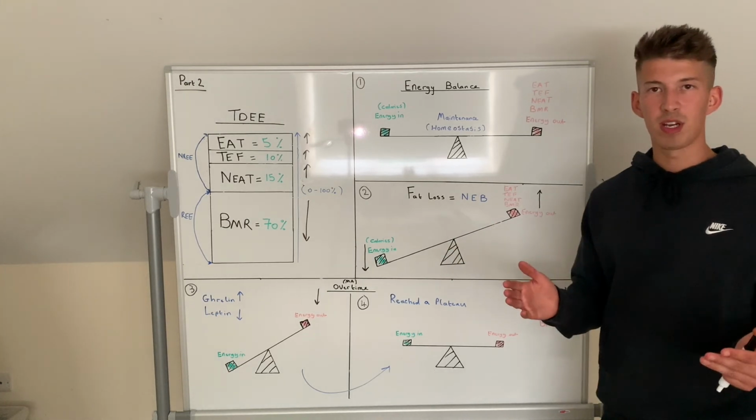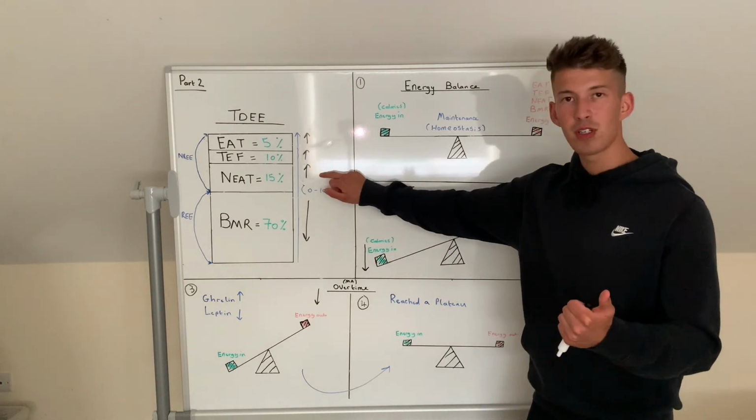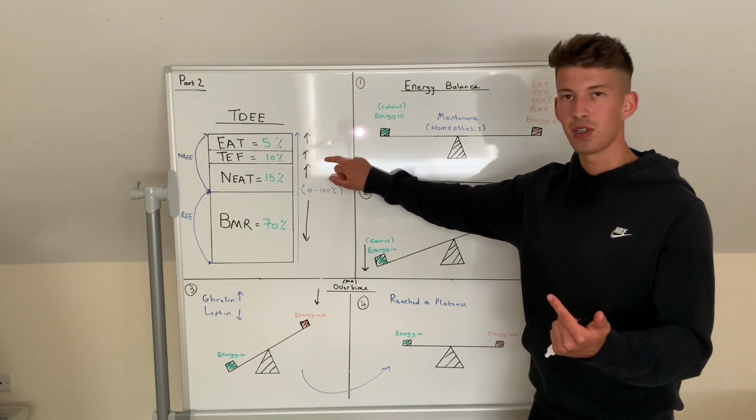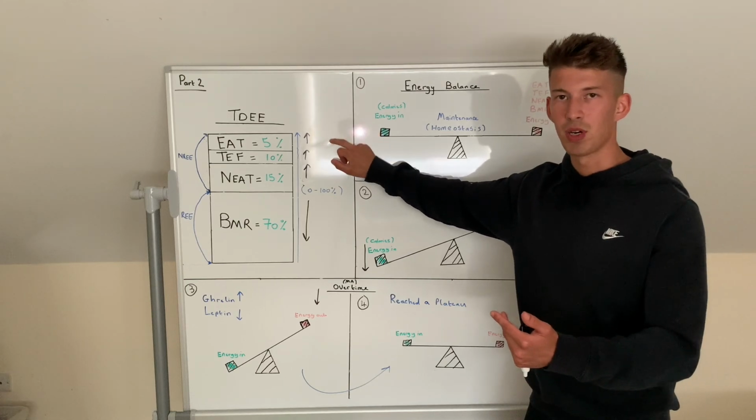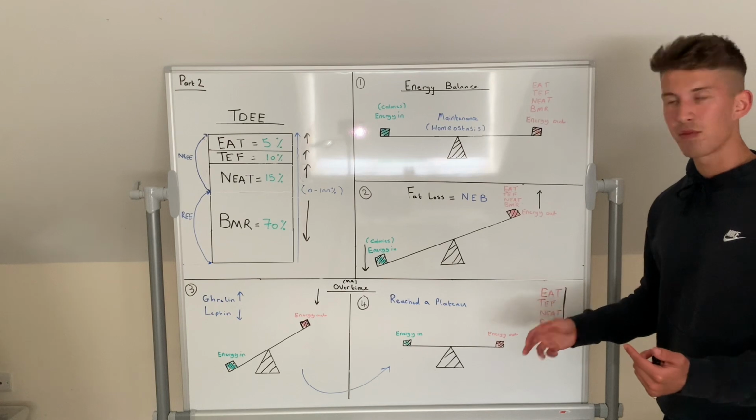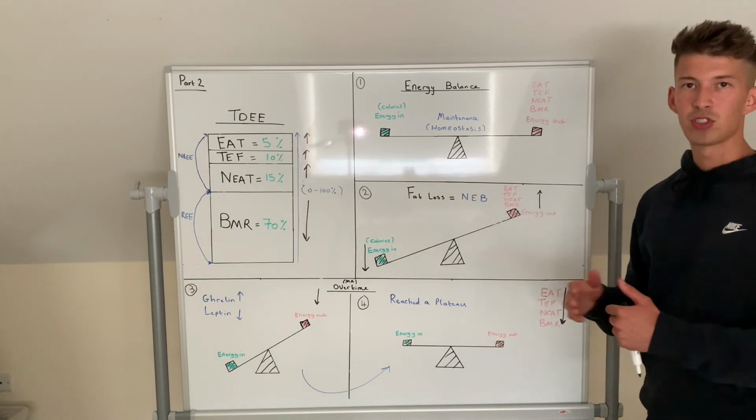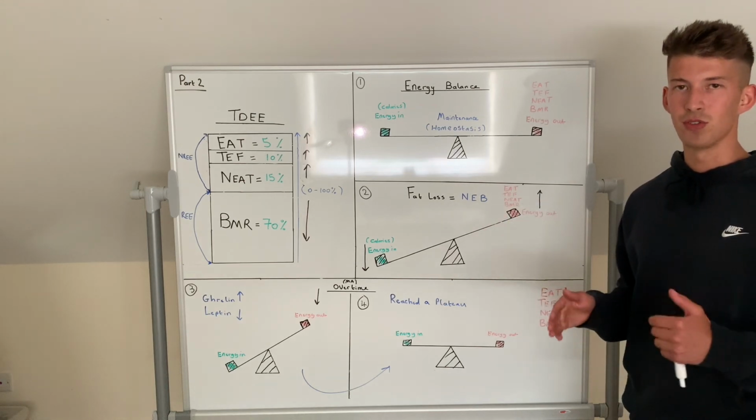So the key takeaway here is when you've hit a plateau, you need to increase your NEAT component, you can increase your protein and fibre, which will increase your thermic effect of food, and you need to increase your activity level, which will increase your EAT component. By increasing all three of these components, you will tip the scale from being in homeostasis into negative energy balance, which is creating a calorie deficit, which will enable you to continue to lose weight, okay?